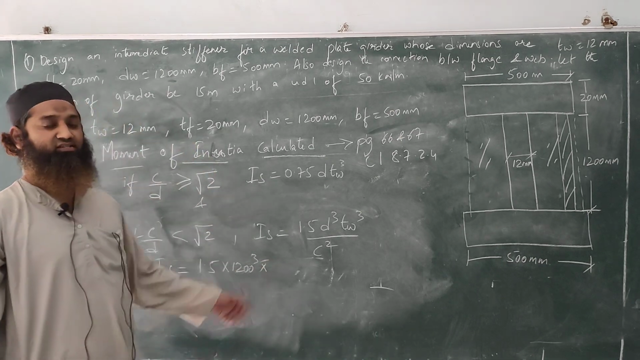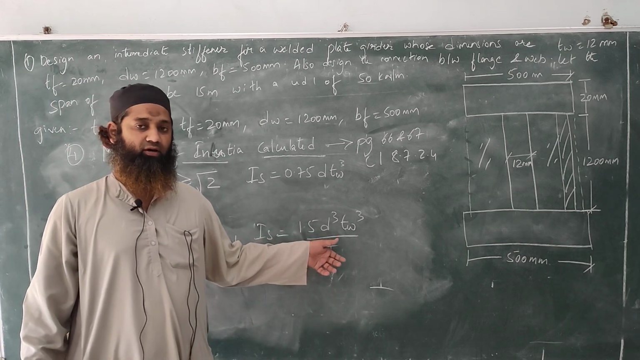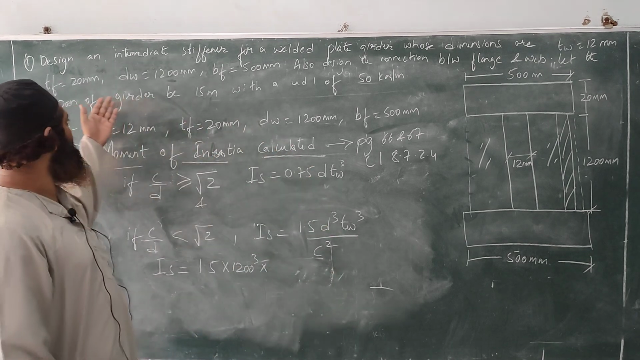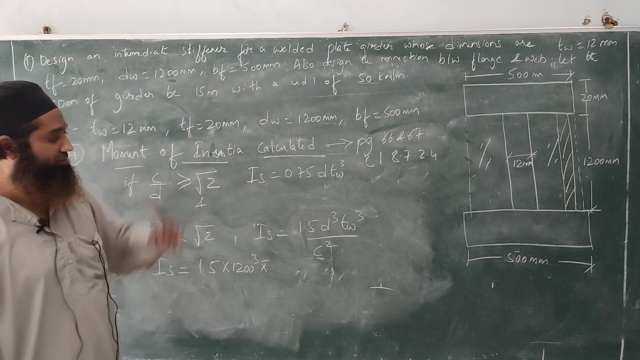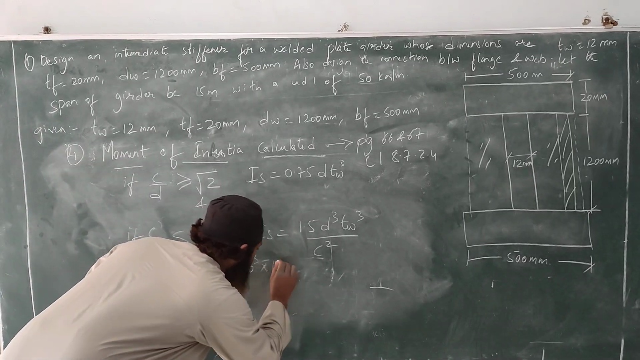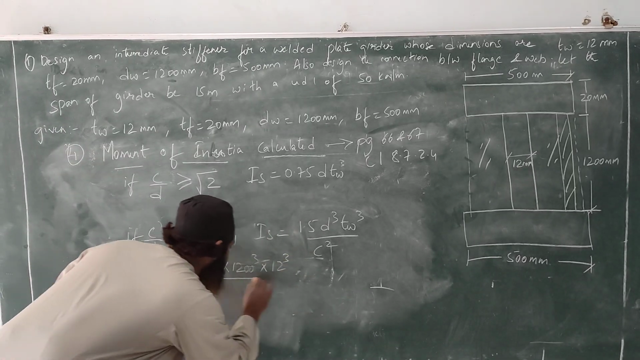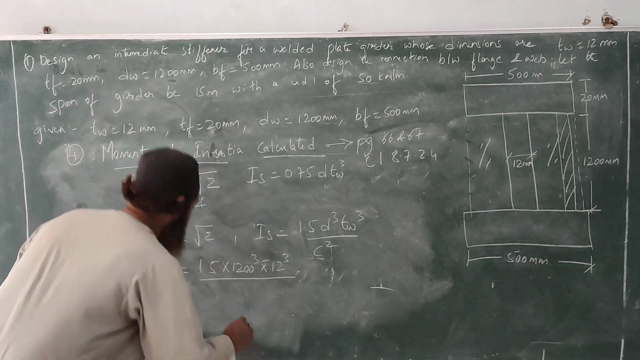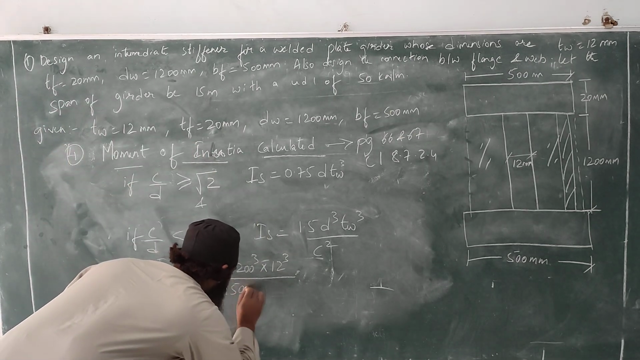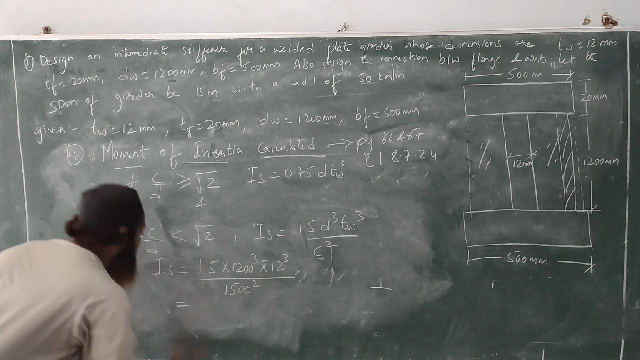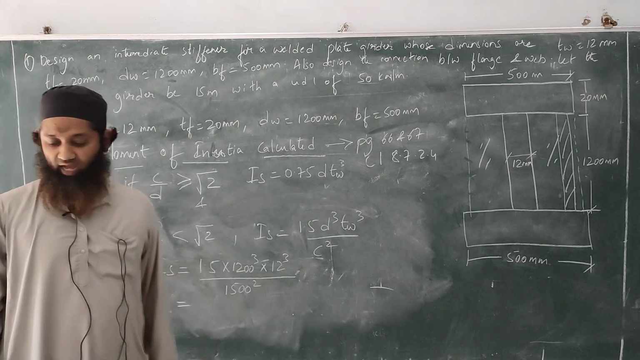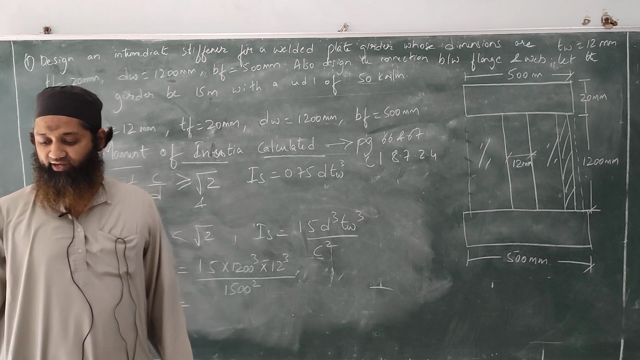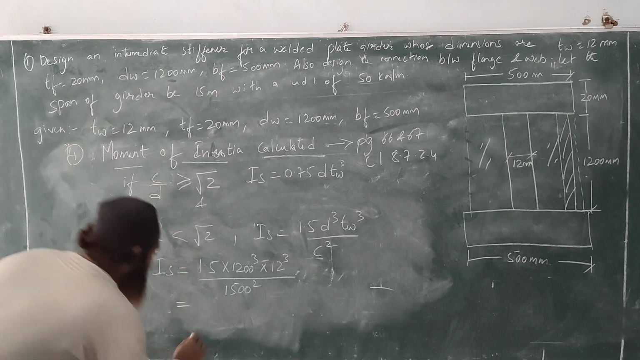This is the thickness of the web. It was given in the question that the thickness of the web is 12 mm. So 12 mm, 12 cube by C square. C is the spacing of the stiffener, that is 1500 square. After substituting these values, the answer I am getting is 1990 into 10 cube.